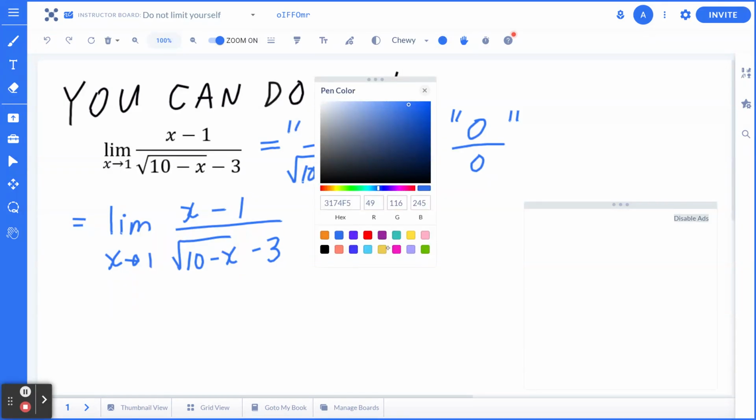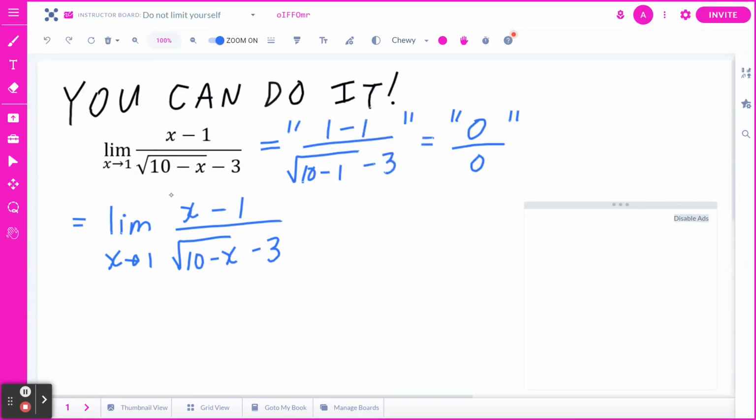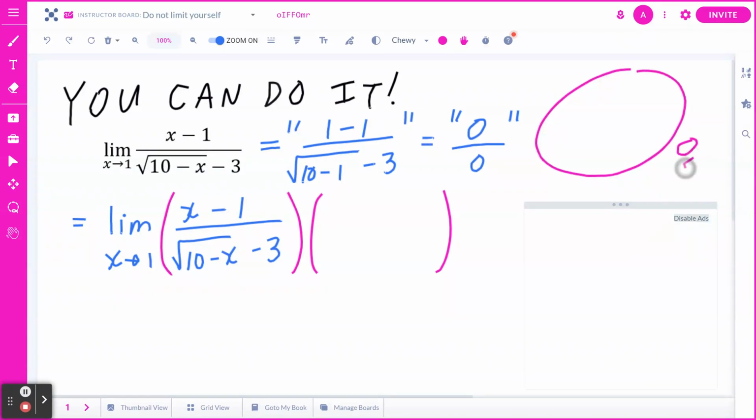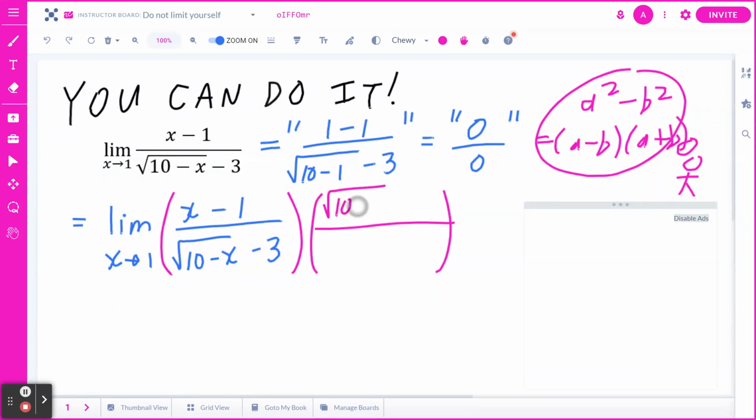Now, there are 4 cases when it comes to the conjugate, and the one we're applying here goes as follows. Think about grade 10 academic math when you did difference of squares. a squared minus b squared is basically (a minus b) times (a plus b). So we're going back to that concept. If you look at the denominator, the square root of 10 - x, minus 3, the conjugate is the square root of 10 - x, plus 3. You have to multiply this by the square root of 10 - x plus 3 divided by itself.